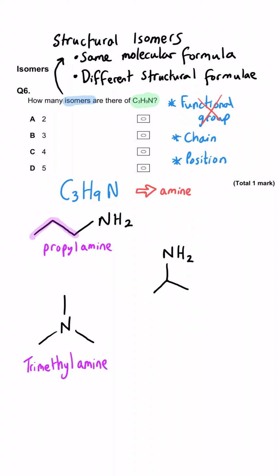Now, instead of having all 3 of those being methyl groups, we could also have a chain of 2 sticking out of our nitrogen and a chain of 1 the other side. And this is ethyl-methylamine, and this is our 4th isomer and our last isomer. So the answer is C. There are 4 isomers of this formula.